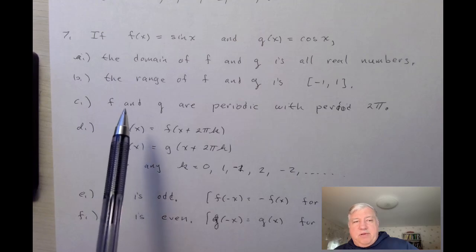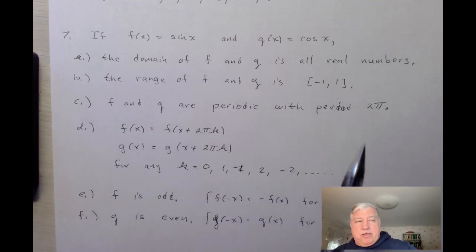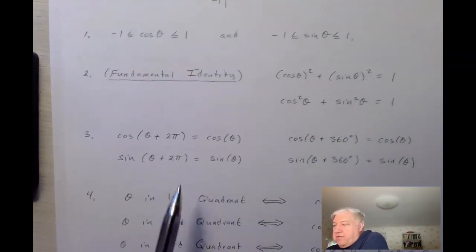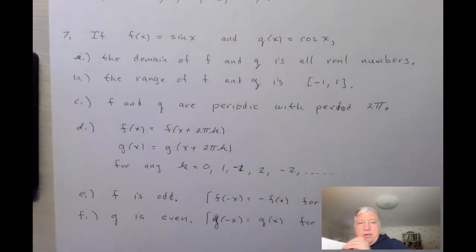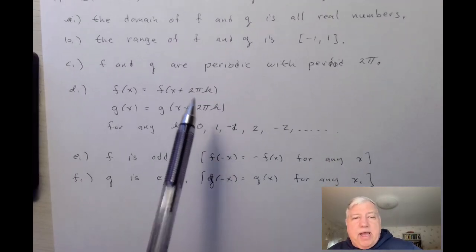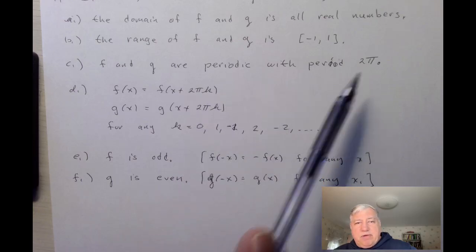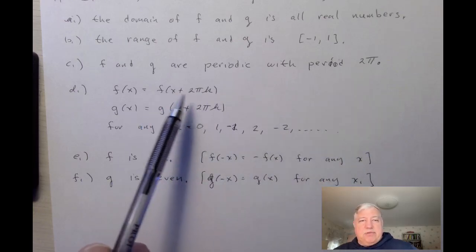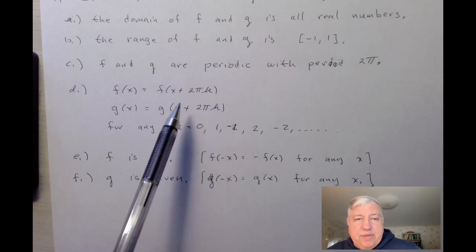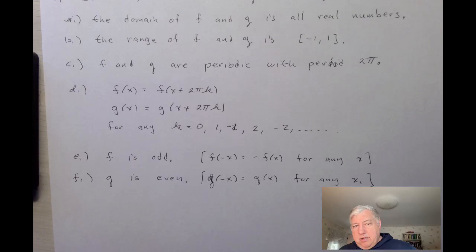This is just a fancy way of saying that sine and cosine are periodic with period 2 pi. All we're doing is just restating it. And in fact, because it is periodic with period 2 pi, if we replace x with x plus any multiple of 2 pi, that leaves the functions unchanged, right?